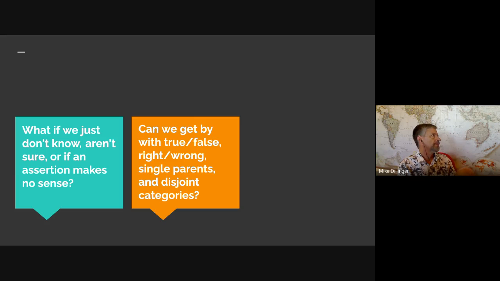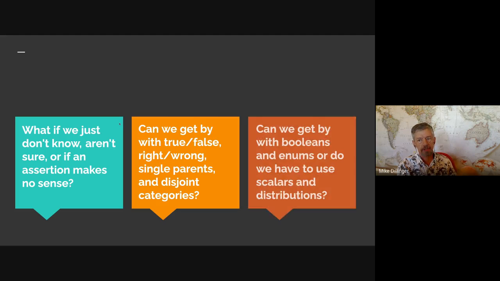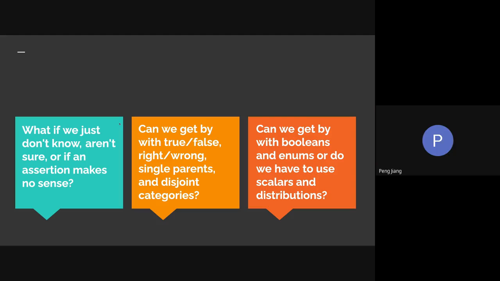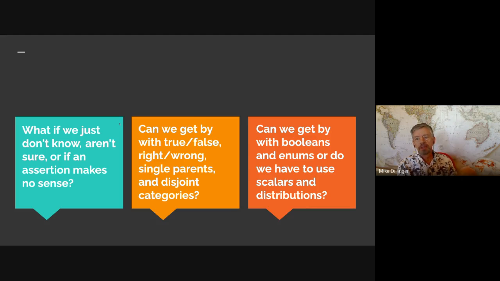It's a significant weakness of the algorithms I see, for example clustering algorithms, that they assume disjoint categories and are hard to apply to situations where there are multiple parents. So part of this is asking a similar kind of thing. Can we get by with Booleans and enums, which are forms of this true-false distinction? Or do we have to use richer data?